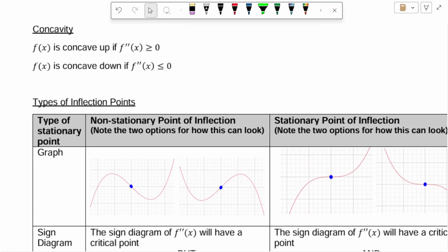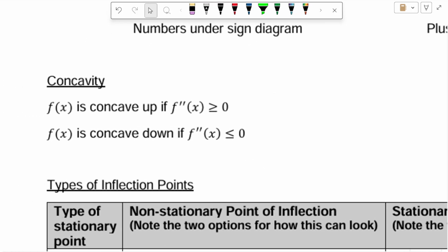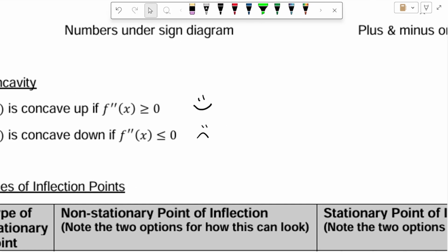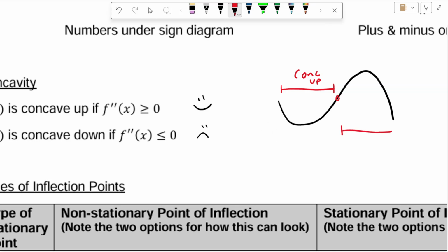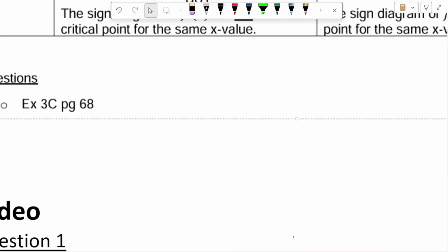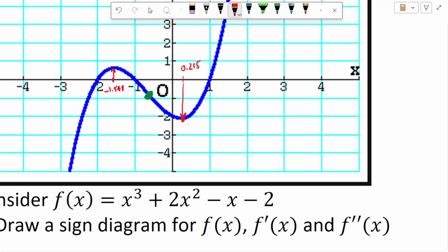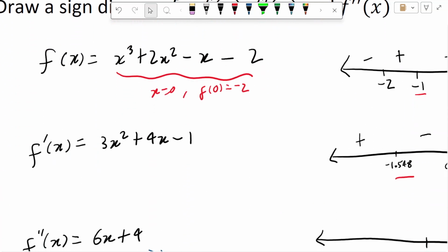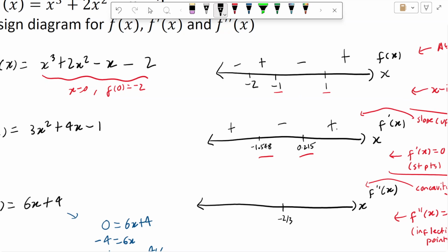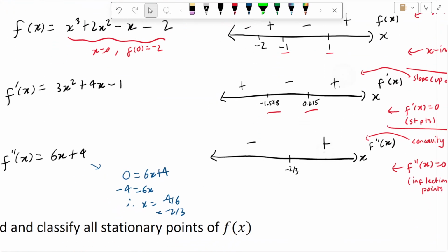Now, basically what those things mean, concave up will look like a smiley face, and concave down will look like a sad face. You just got to be really careful, because anything like that on a graph will be sort of concave up all the way through there. And then all the way after that, it'll be concave down because it's made a sad face. So with the graph that we've got, it's concave down first before that green point, and then it's concave up. So it's going to be minus plus. There we go. We've got all 3 sign diagrams.